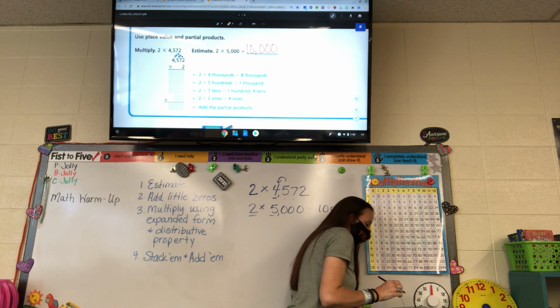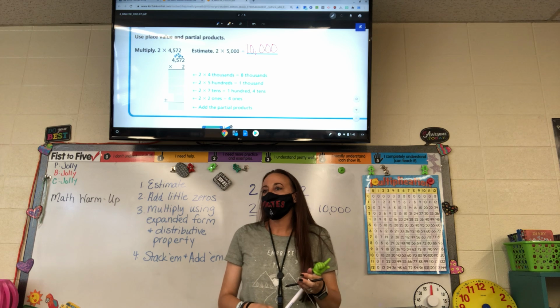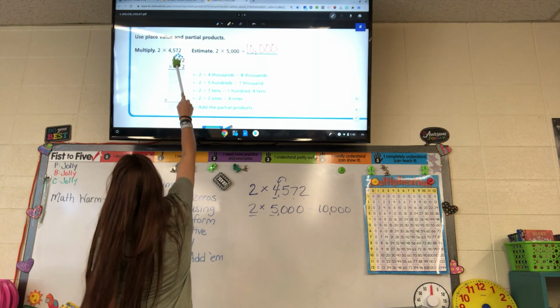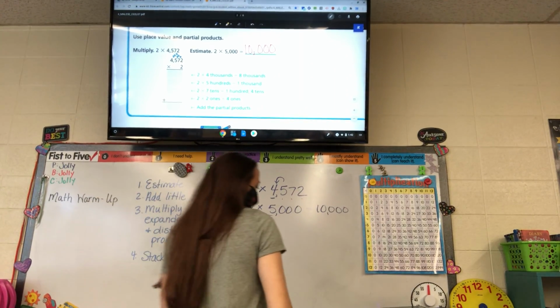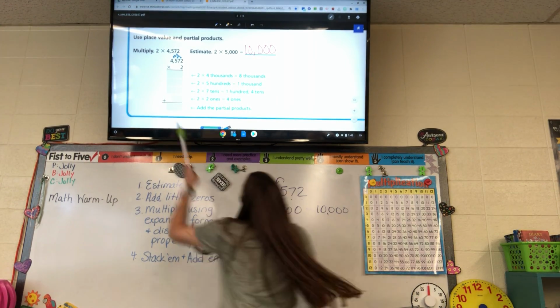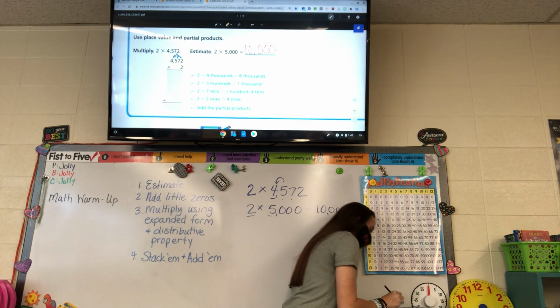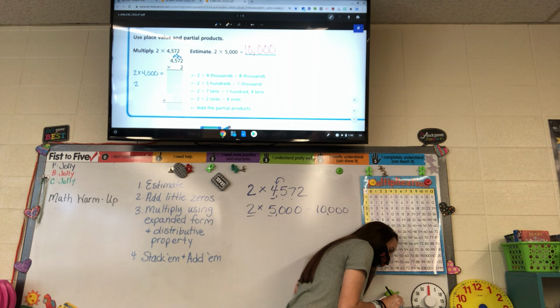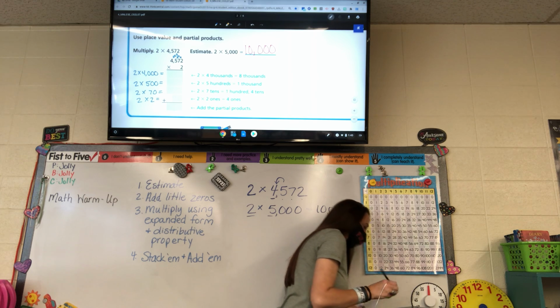4,570. Okay, we always start on partial products. We start with multiplying the 2 times the biggest number, which is 4,000. So out here to the side, I want you to write 2 times 4,000 and then an equal sign. Then 2 times 500, then an equal sign. Then 2 times 70 and then an equal sign. Then 2 times 2 and an equal sign.